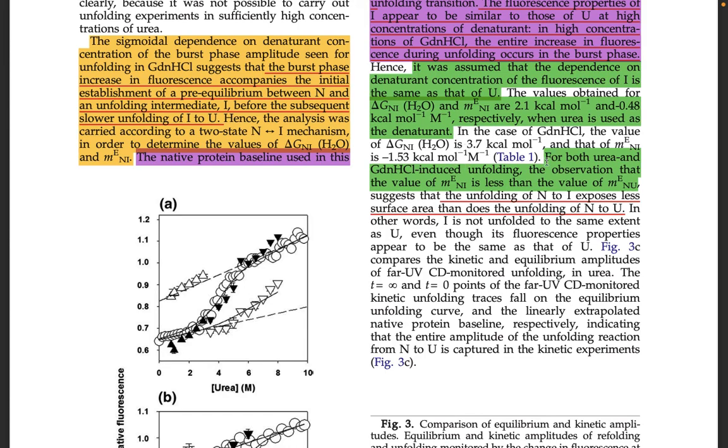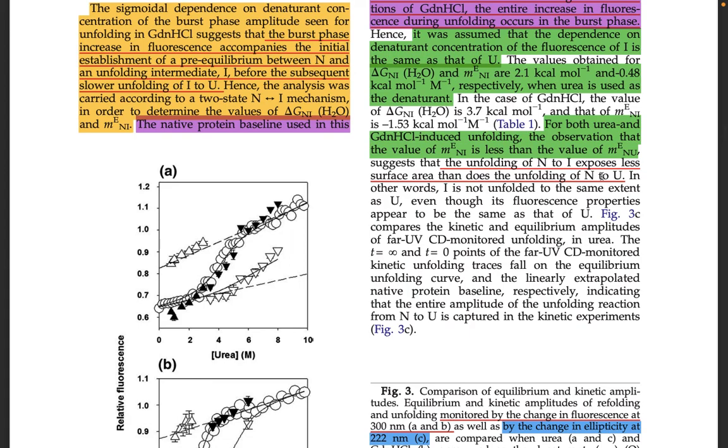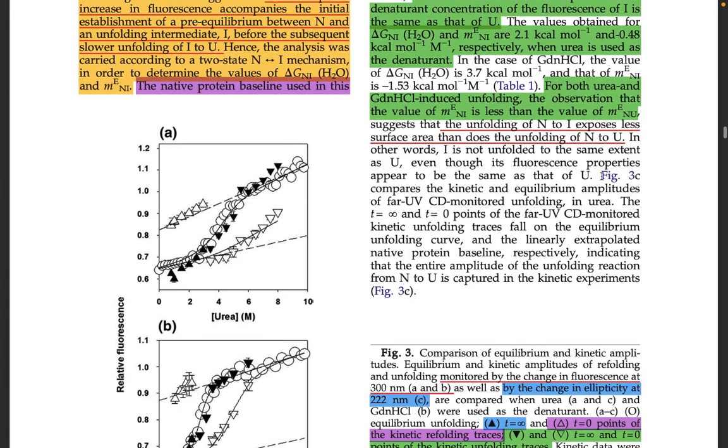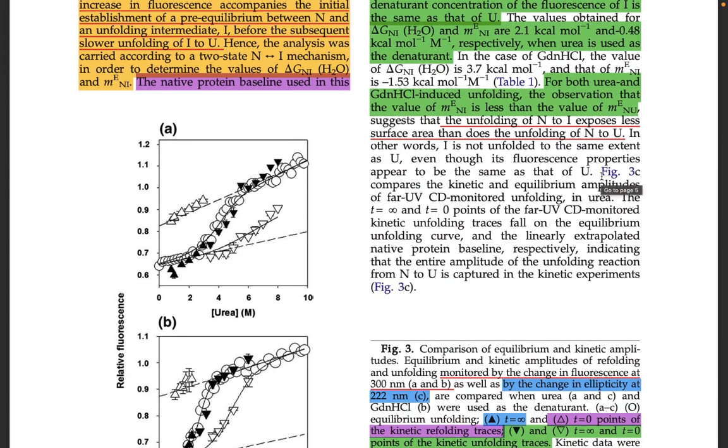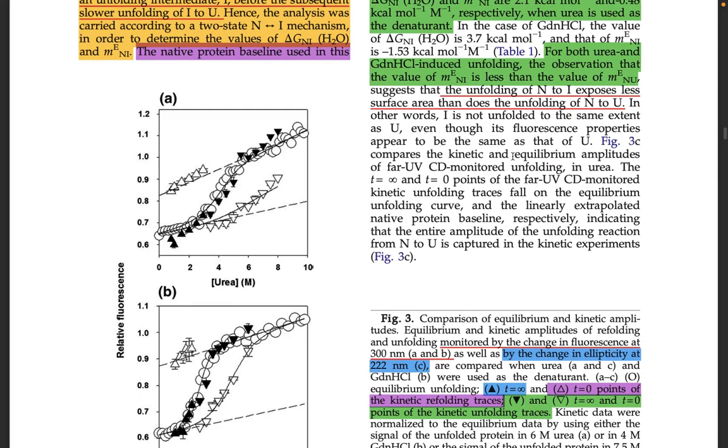Yes, indeed. And for urea and guanidinium induced unfolding, the observation that the M value for N to I is less than the M value for N to U means that I has some structure. So it suggests that unfolding of N to I exposes less surface area than unfolding of N to U. In other words, I is not unfolded to the same extent as U, even though its fluorescence properties appear to be similar to that of U.